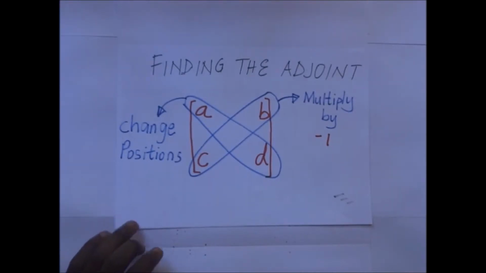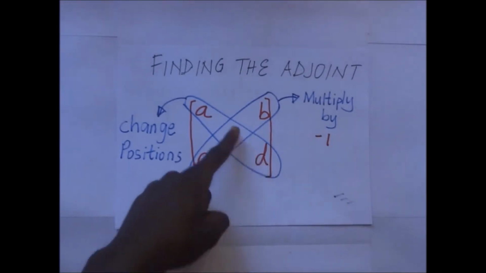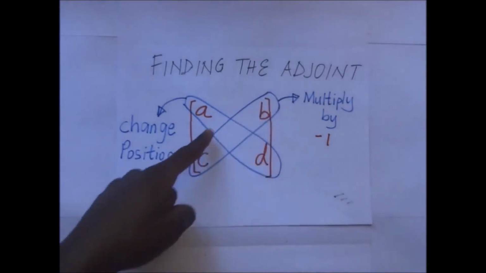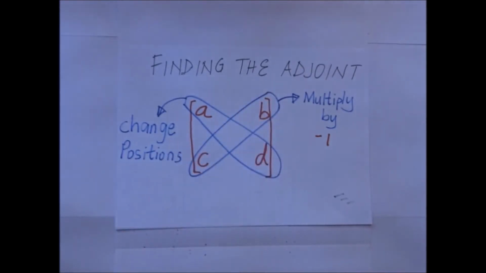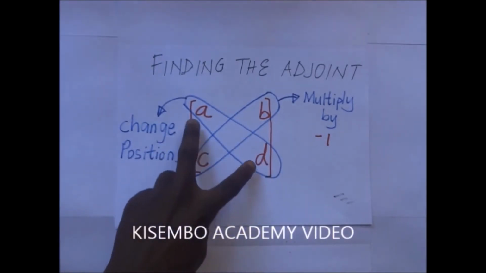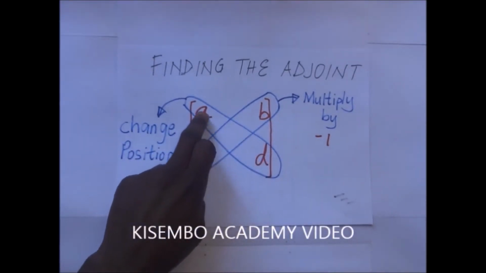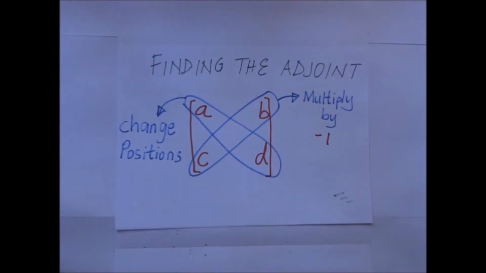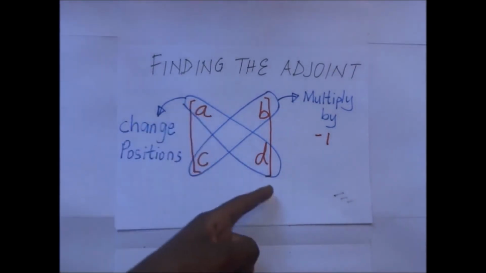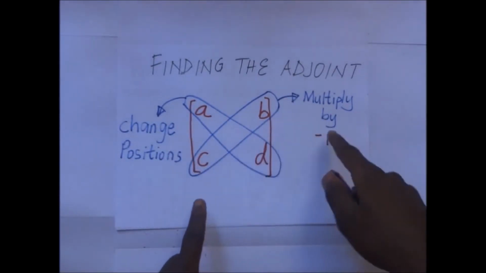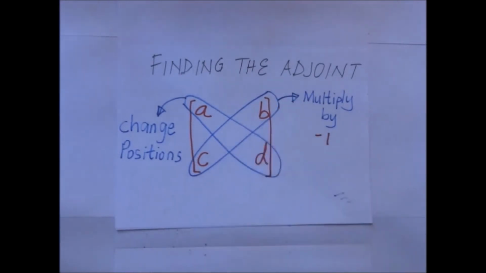In finding the adjoint of a matrix like this one, we have two diagonals. We have the leading diagonal, which is AD, then we have the minor diagonal, which is CB. So what we do, we go to the leading diagonal and we change the positions. If A is positioned here and D is positioned here, in our new adjoint, we are going to put D here and A there. We interchange these positions, we switch them. Then in the minor diagonal, we are going to simply multiply by -1.